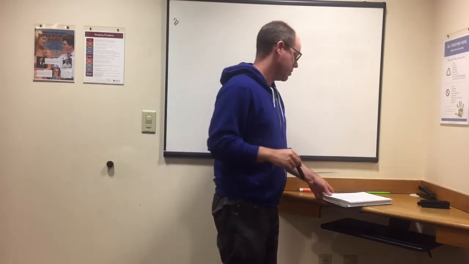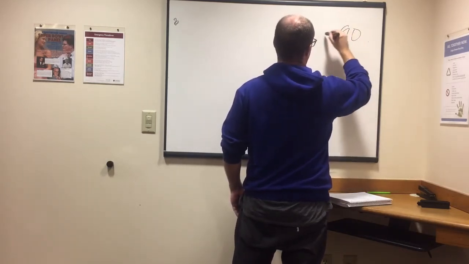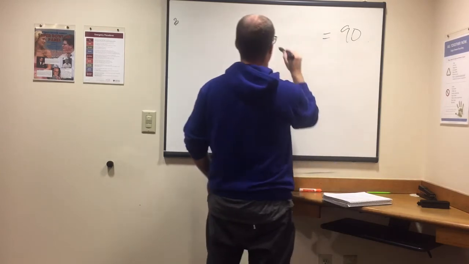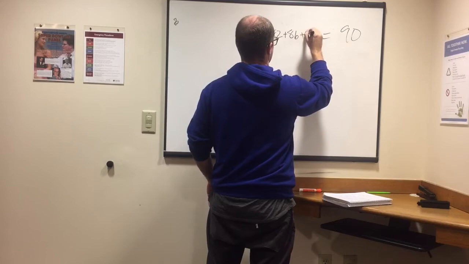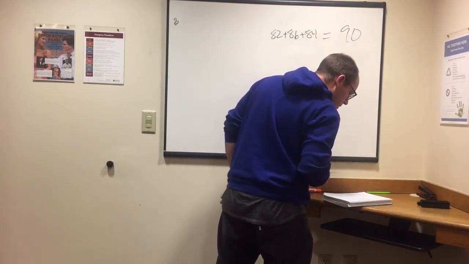Okay, so again, I want to get 90. That's the average I want. And then the scores so far are 82, 86, 84, did I write that right? Oh, 94.